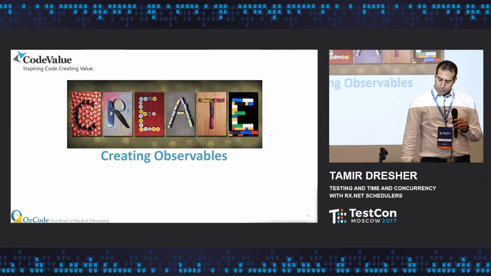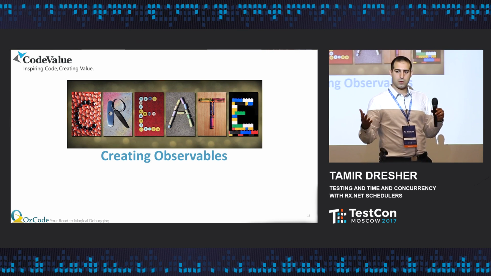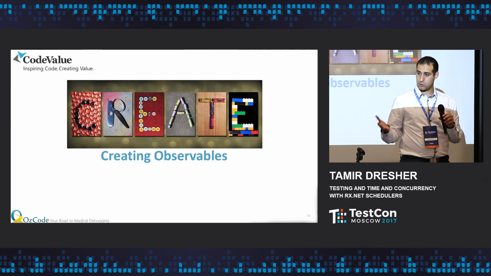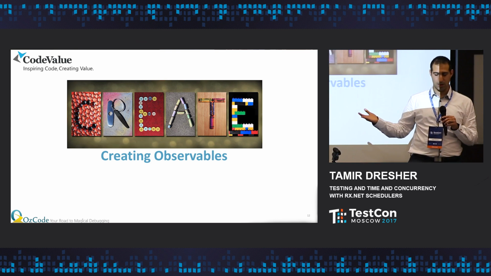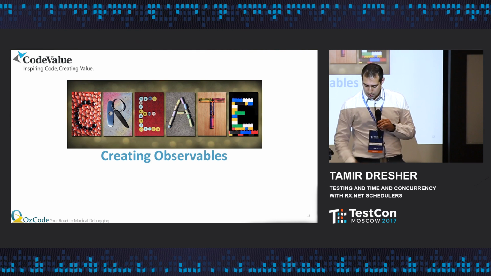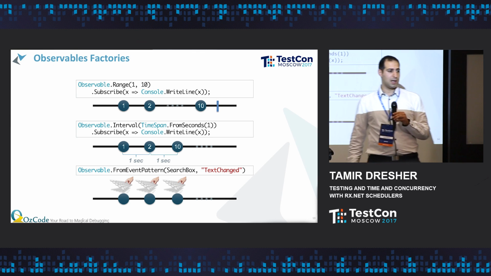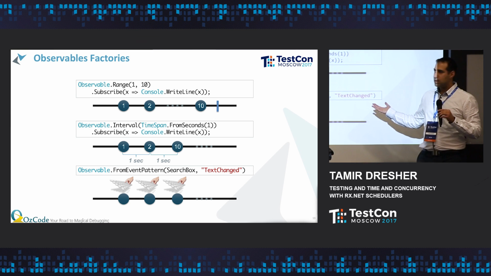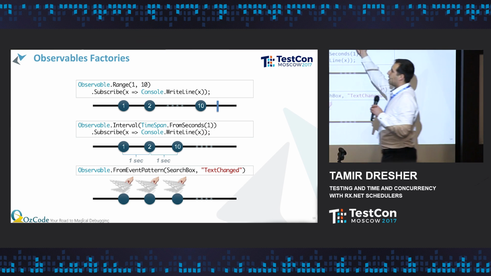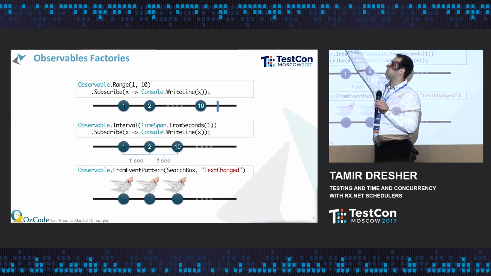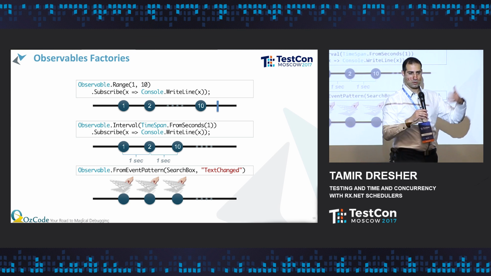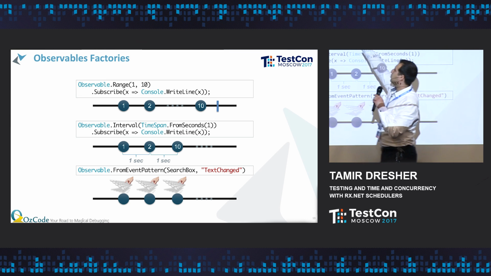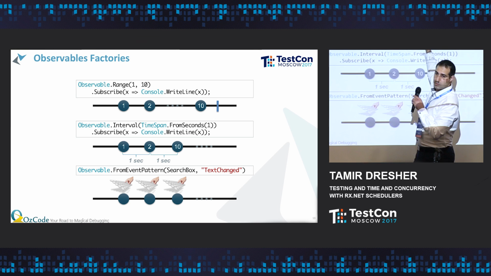Okay, so all the theory of how to create an observable is out of the scope of this session. If you are interested, you can look at my other presentations, which are available online. But just to give you a simple glimpse, I can create an observable in multiple ways. In the simplest way, I can just say, on the static Observable class, which I got from the Reactive Extension library, give me a range of values, and subscribe if I want.